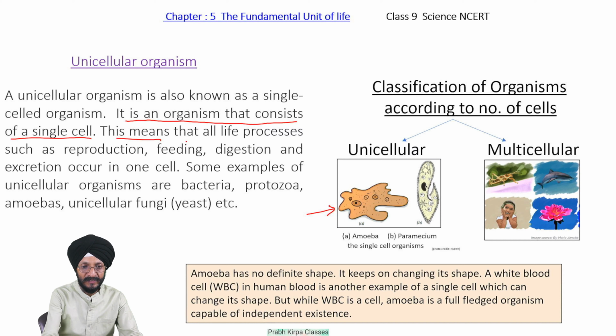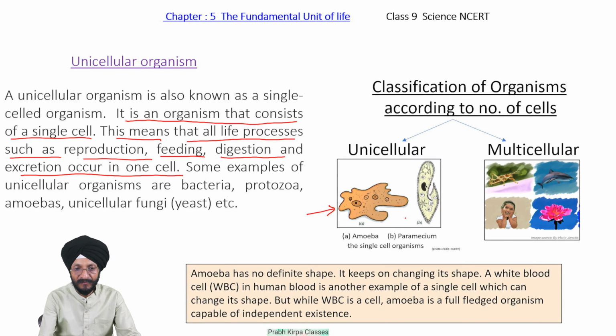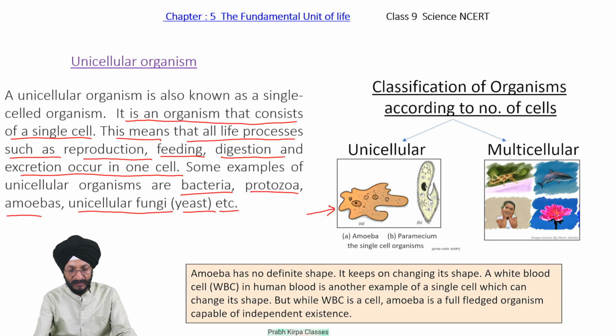This means that all life processes such as reproduction, feeding, digestion, and excretion occur in one cell. Some examples of unicellular organisms are bacteria, protozoa, amoeba, unicellular fungi, yeast, etc. Now there is an explanation.